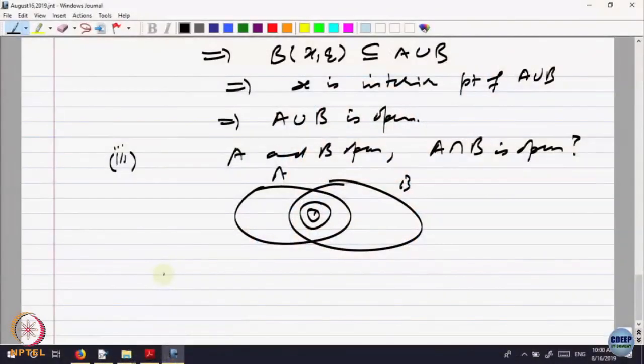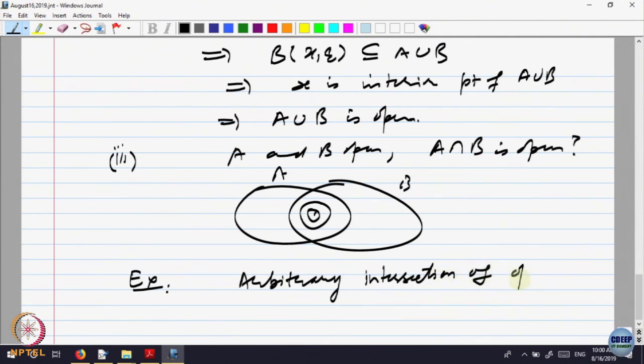Question, can I say arbitrary intersection of open sets is open or not? So, think about this as a question, right? So, this goes to closed sets also. We had property of closed sets also looked at. So, I am leaving this as exercise. Exercise: arbitrary intersection of open sets is open.